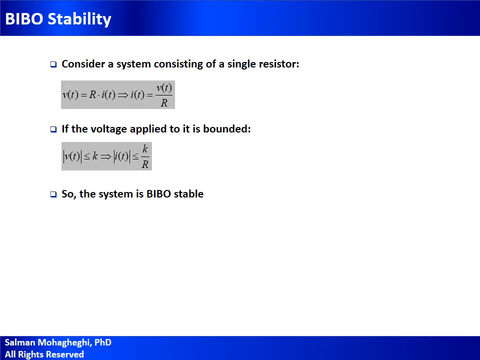Now if I apply voltage to this resistor, and if that voltage is bounded, that means the magnitude of V of t, the absolute value of V of t, would be less than K. In this case, the magnitude or absolute value of I of t would be less than K divided by R, which is a bounded value. So the system is bounded input, bounded output stable.